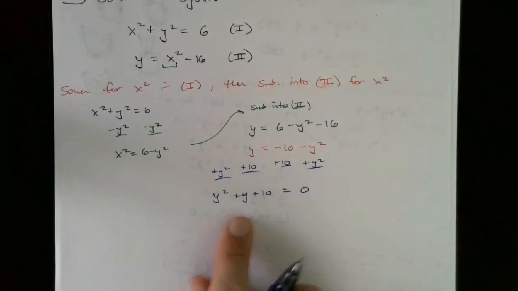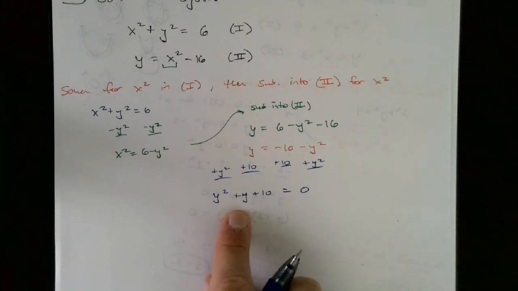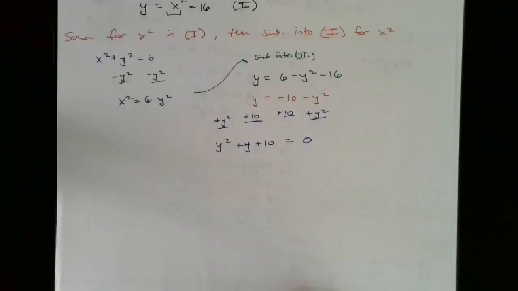Now I want to solve this. Now if I could factor it, I'd like to factor it, but that means I would need numbers that multiply to 10 that also add to a positive 1. And the numbers that multiply to 10 are either 5 and 2 or 10 and 1, so they're never going to add to a positive 1.